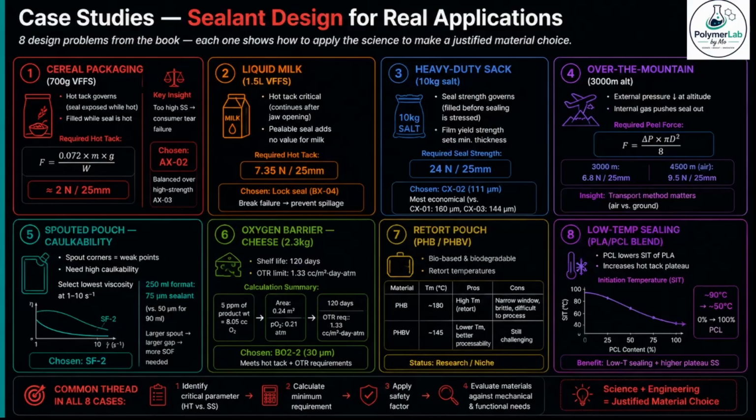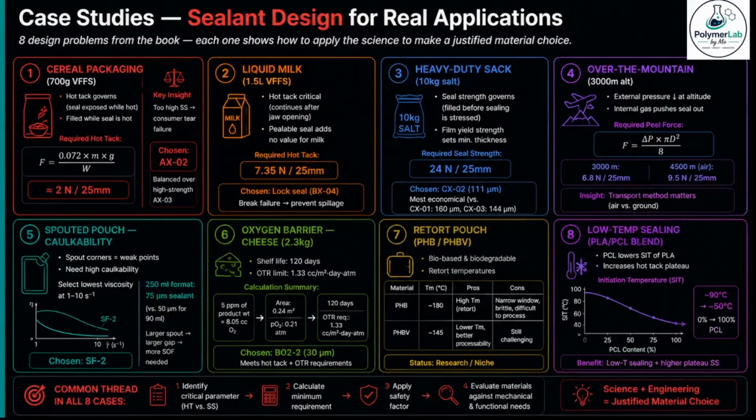The insight: selecting the highest strength option would be wrong, because cereal films contain a lot of HDPE for moisture barrier and have low tear resistance in the machine direction. If the seal is stronger than the film, customers cannot open the package.